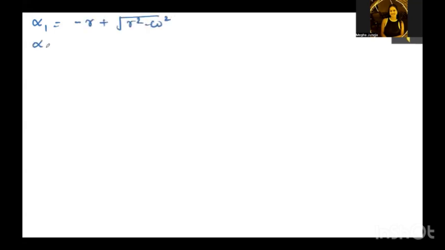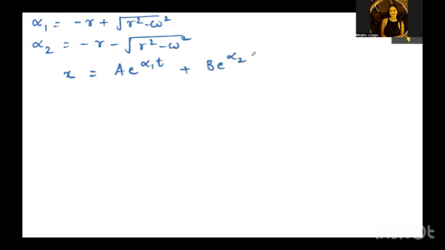And similarly, alpha 2 will be equivalent to minus r minus under root of r square minus omega square. Okay, so from here what we can say, x will be equivalent to what? So let's consider, x is equivalent to a e raised to the power alpha 1 t plus b e raised to the power alpha 2 t. Okay, let's just substitute these values then.